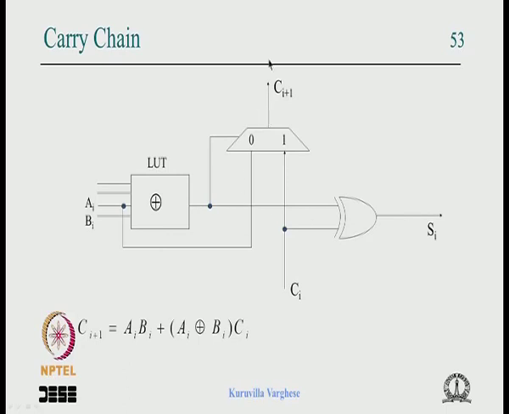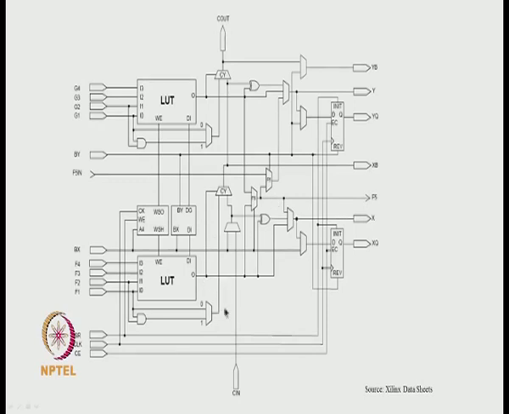You can imagine this goes to the next stage, where AI plus 1 and BI plus 1 are input to the lookup table, and that combines and generates SI plus 1, and this logic generates CI plus 2, and so on. That is how it goes, and this is dedicated and built in. We have seen that in the real logic diagram of the slice, where you can see this part and this part which form the carry logic, and this is the exclusive OR gate external to it. The result can be taken out or registered through this particular flip flop.